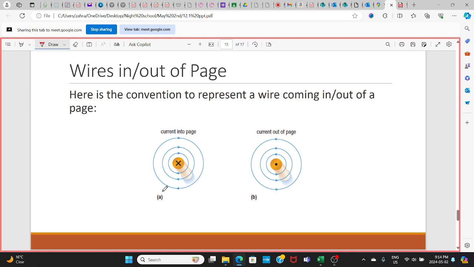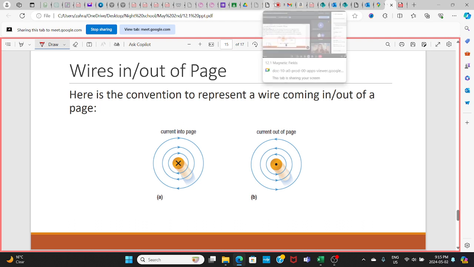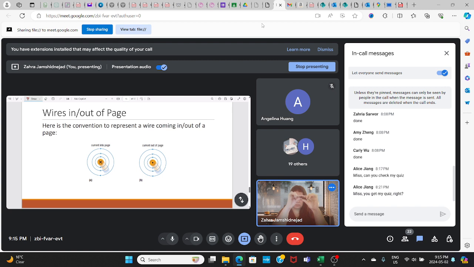This is for these two questions. I'm going to do A first. When you see something like a cross here, it means the wire is going into the page, meaning the direction of the current is into the page. Since this is conventional current, it means positive charge is moving, so I need to use my right hand.